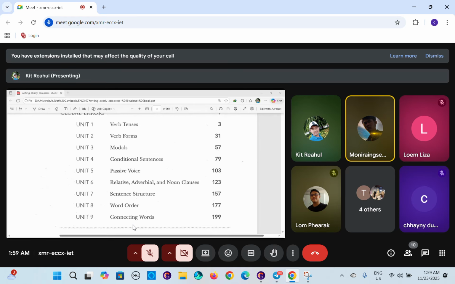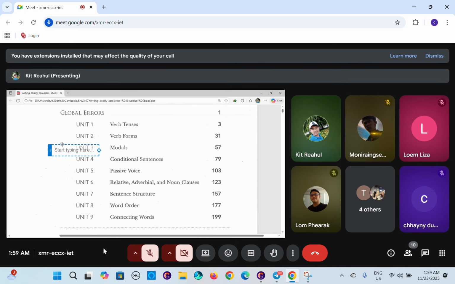We use modal plus have plus verb participle. You're right. Yeah, this is the form of the modal that we use to talk about something in the past. You need to use the modal followed by the perfect infinitive. Have followed by verb 3 is called the perfect infinitive.